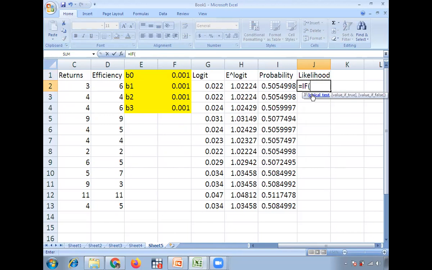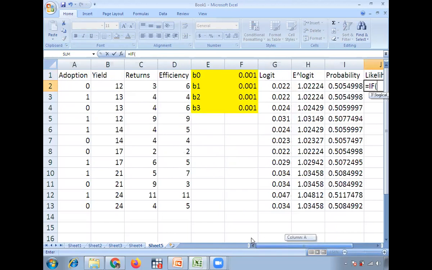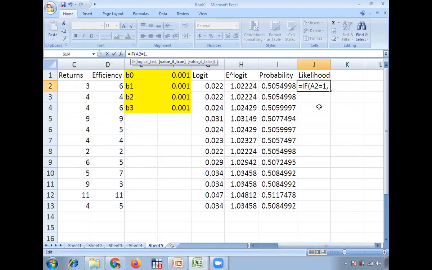What is the IF condition? If the farmer is adopting technology, that is A2. A2 is 0 over here, but suppose A2 is equal to 1, that is, the farmer adopts a technology as the response given by him, but here the response is 0. But suppose the farmer has given a response that he is adopting a technology, then we have to use this as the value of probability. If not, what do you have to do? If not, we have to go 1 minus the value.